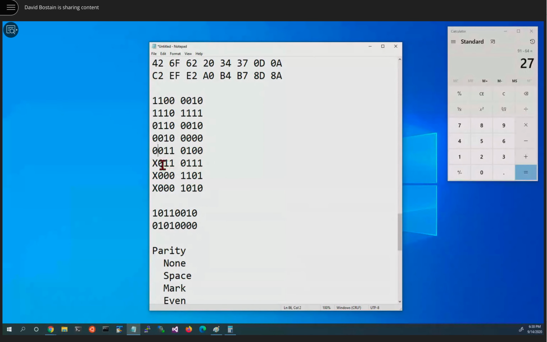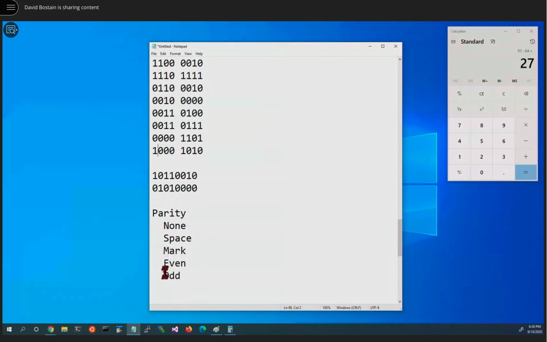We have 3 on, make that a 0. We have 5 on, make that a 0. We have 3 on, make that a 0. We have 2 on, we need it to be odd, make that a 1. Whoops, not a 2, a 1. And that would be an example of odd parity.